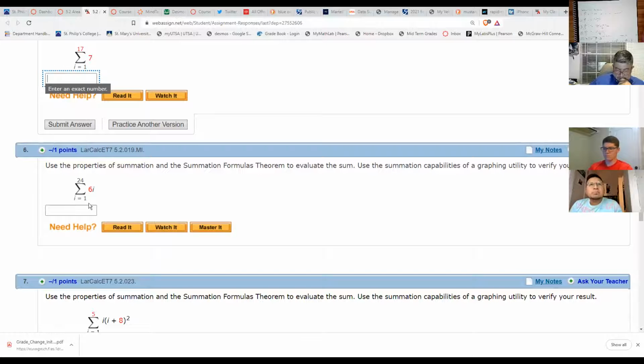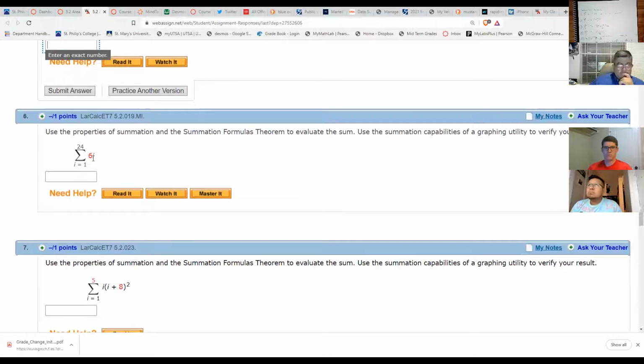Okay. This guy is formula 2. So you would look at number 2, see how it becomes n times n plus 1 over 2. So you would plug in the 24 to all the n's and then multiply by 6, because that 6 is going to be out here, right? You see what I'm saying? So that's all you do.